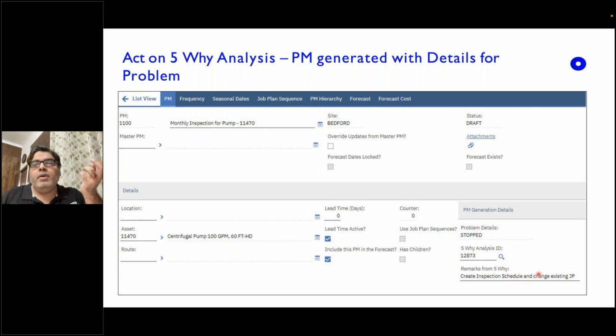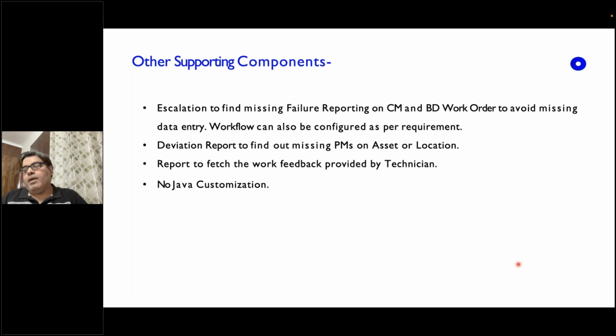What was the problem and what are the remarks? You can see this information right away from the PM record itself. So this is basically a linking that has been done. Other than that, what are the different things we have?